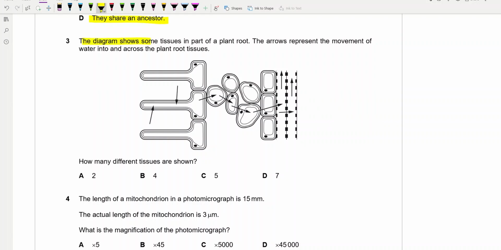Question number 3. The diagram shows some tissues in part of a plant root. The arrow represents the movement of water into and across the plant root tissues. How many different tissues are shown? So we can count the number of types of tissues. This would be one type of tissue, this would be another, and this one, and also this one. The answer would be B, 4 types of tissues.